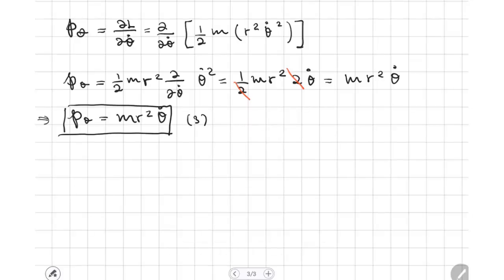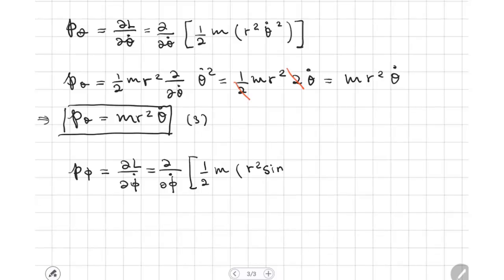And the next momentum is going to be p phi. All right, p phi. So by definition, p phi is dL/d phi dot. And the same, we write down this derivative with respect to phi dot of 1/2 of the mass. This is the Lagrangian, okay? I wrote in the Lagrangian, and remember, this is going to be r squared sine square of theta phi dot square.